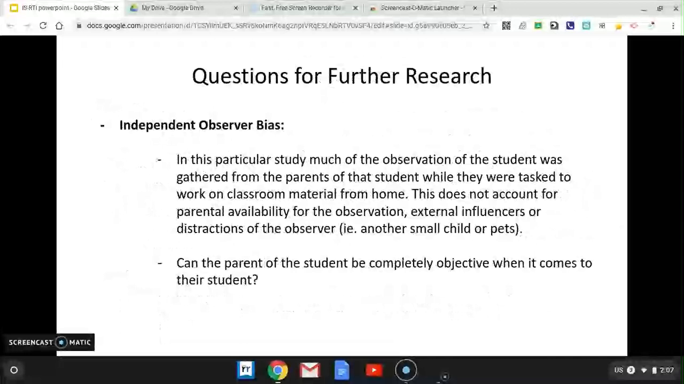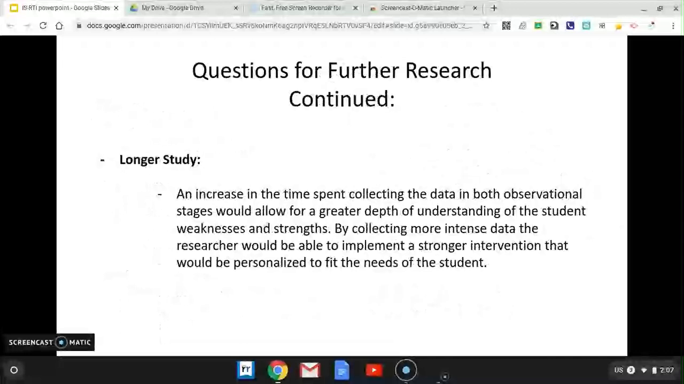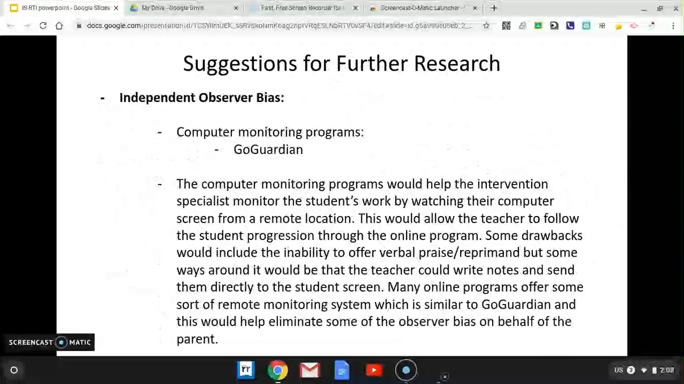Some questions for further research: independent observer bias. So is the parent involved? Is the parent at home? Is the parent paying attention? Are there other distractions, like another small child or a pet that distracts the student? These are things that need to be taken into effect. Also, if there was a longer study, then we could do a more intense intervention strategy for that student, as well as collecting more data to help that student alter those behaviors in that setting.